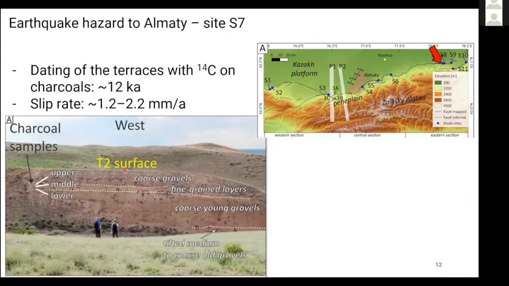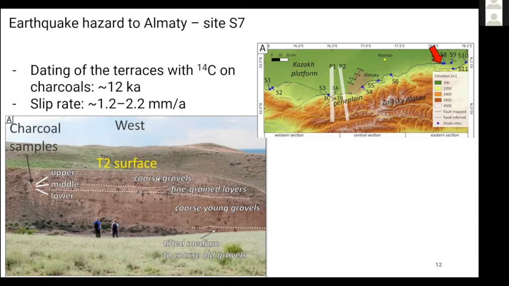So this is what T2 looks like in the river outcrop, and you can see there are some gravels and even more coarse gravels here at the top. But in between, there's a fine-grained layer that was sandy material, let's say. So we had a very close look into these fine-grained layers, and we found 3 pieces of charcoal here. The upper, middle, and lower refers to 3 different charcoal samples. And we dated them with radiocarbon, and these charcoals were about 12,000 years old. So this tells us that the terrace here is perhaps a bit younger than 12,000 years.